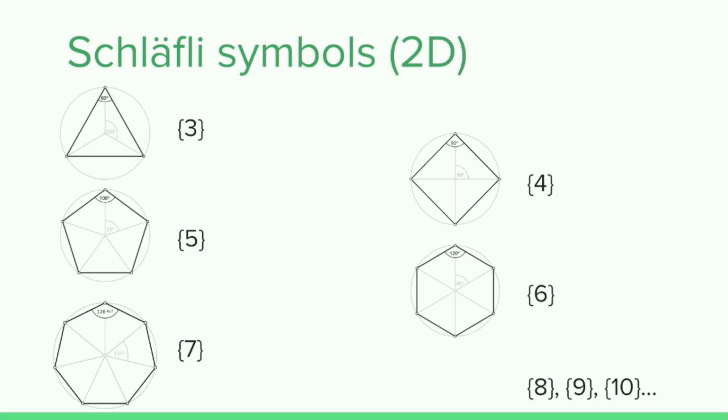Now, another way that you can look at these shapes is using this notation called Schläfli symbols, where in the case of 2D shapes, you represent this as a curly bracket and the number of sides in it. So this should be fairly simple. And these can go all the way from 3 up into basically infinity.